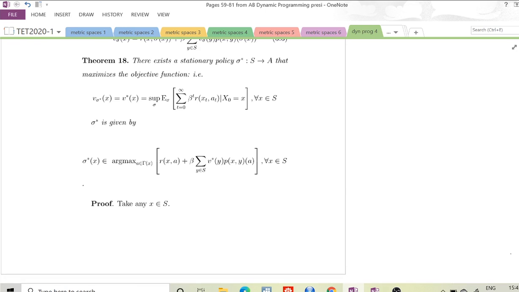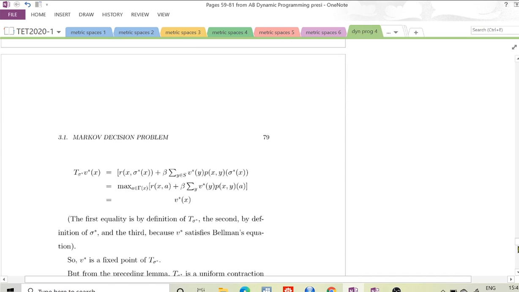And what is this sigma star? It's the policy which prescribes the action sigma star of x that maximizes the right-hand side of Bellman's equation for each state x. Okay? So that's the theorem. And here is the proof.